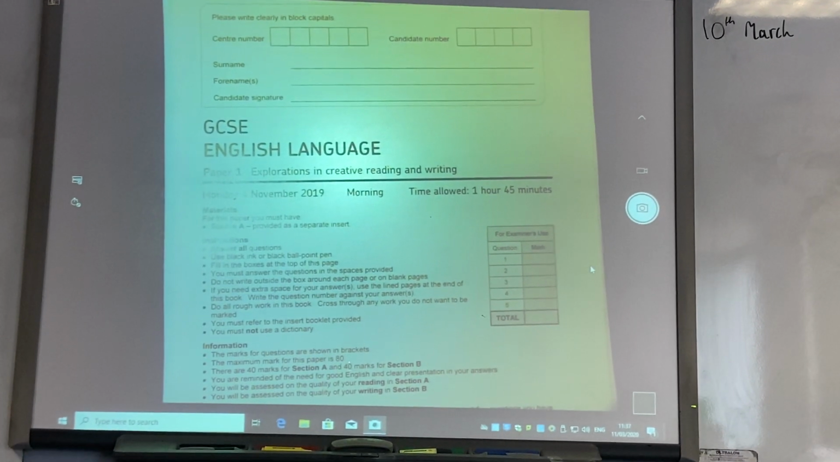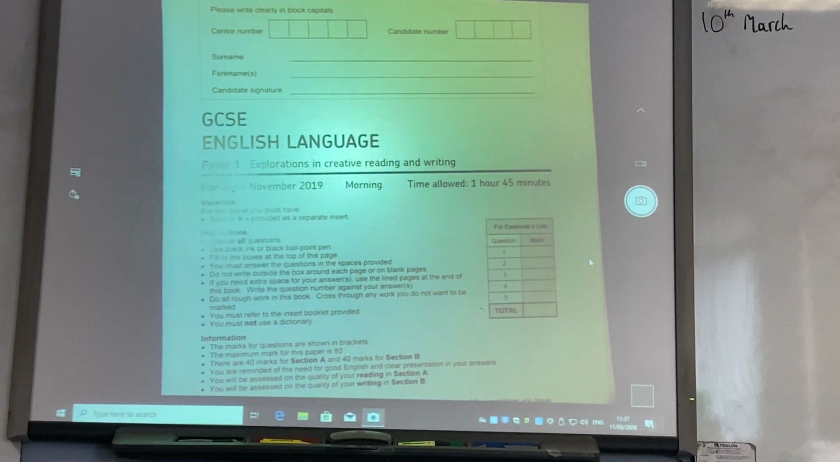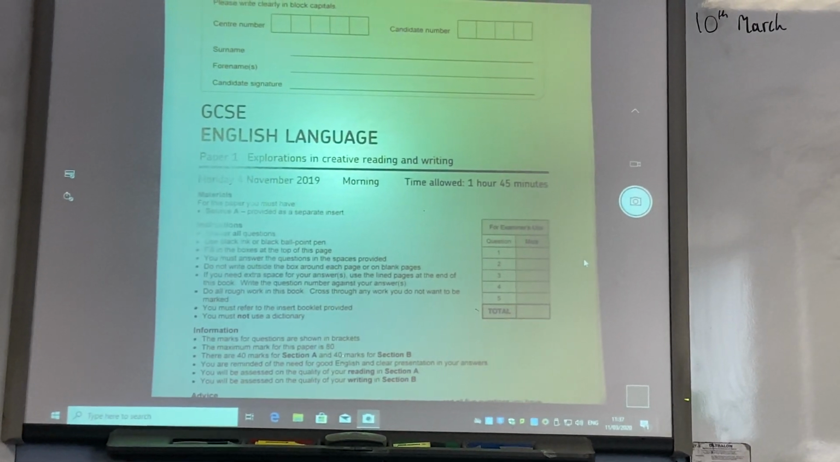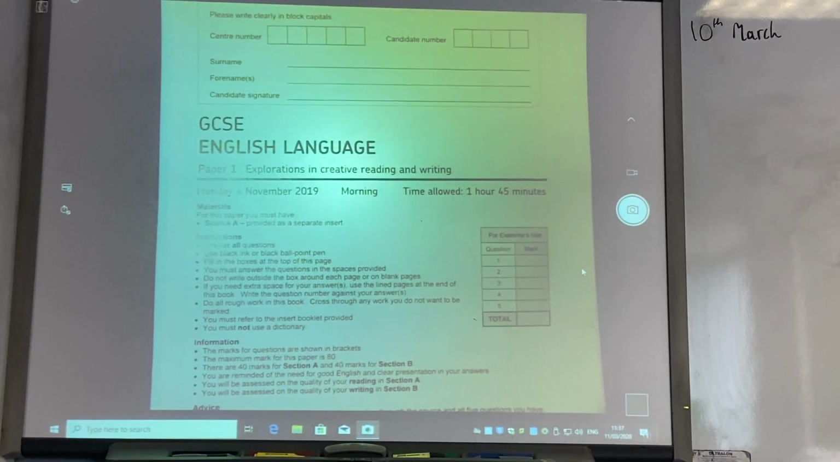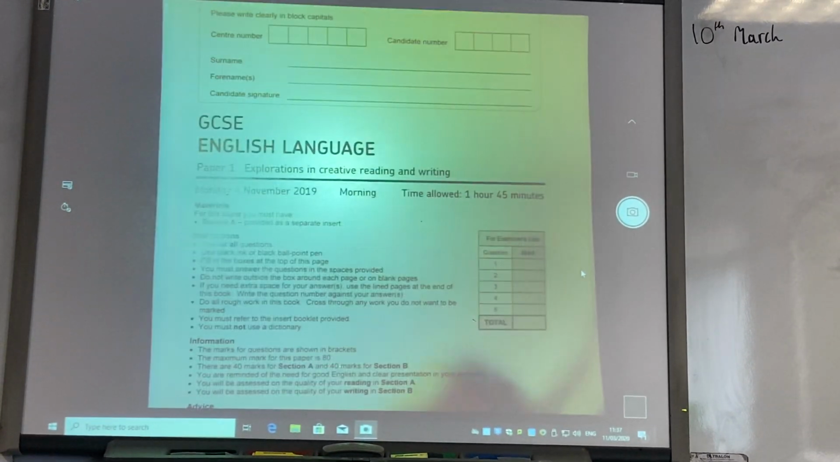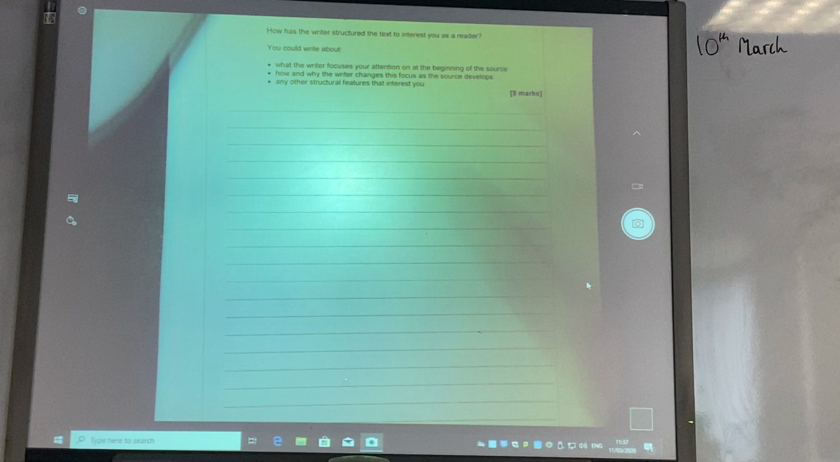Okay, so this is English Language Paper 1, and we are going to start by having a look at question 3, because that's a tricky one, all about structure. So if you could turn to question 3, let's have a look. Here it is.